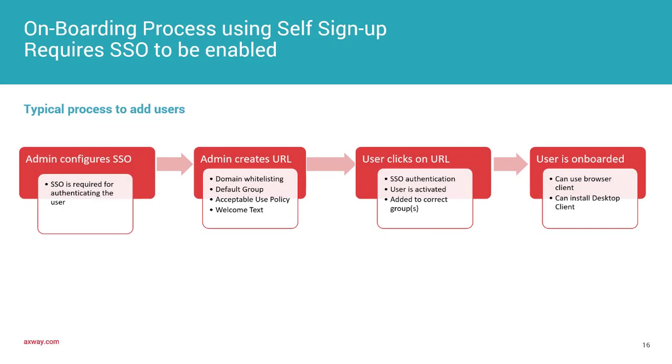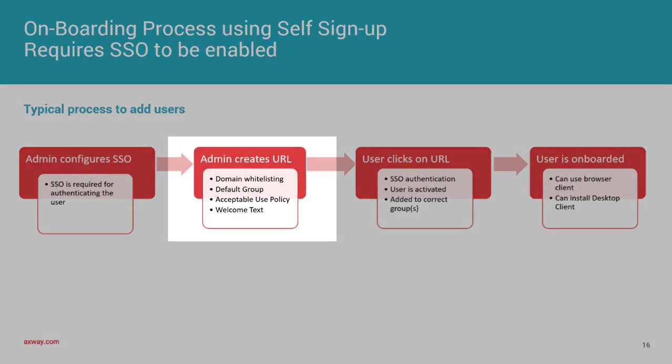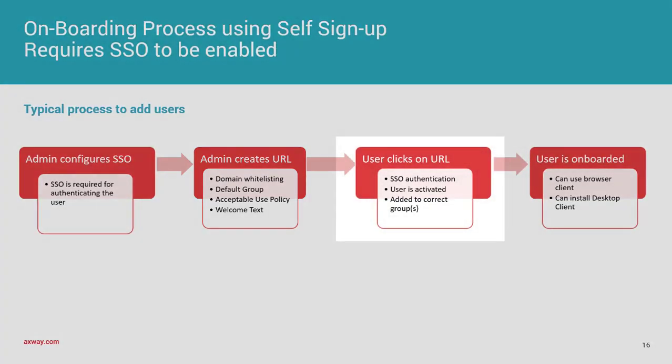The administrator will configure single sign-on, which is the prerequisite for end-user self-sign-up. Via a wizard, the admin will create a URL. That wizard contains a few steps where the admin whitelists certain domains to be allowed to use end-user self-sign-up. The admin selects the group to which users are going to be automatically added. The admin can optionally also assign an acceptable use policy and can also enter a welcome text for users once their account is active. That URL is then distributed to the potential user community.